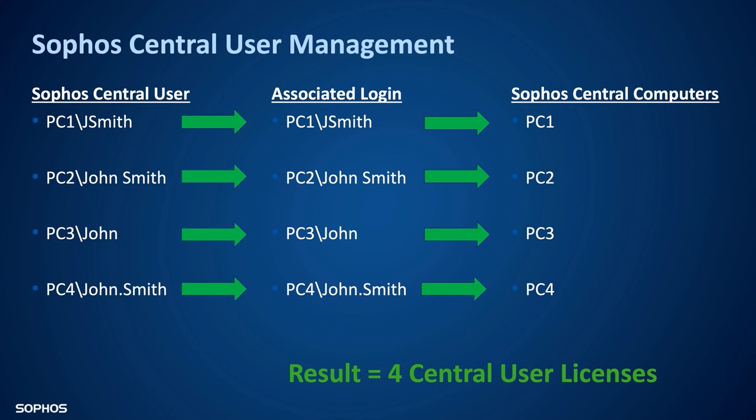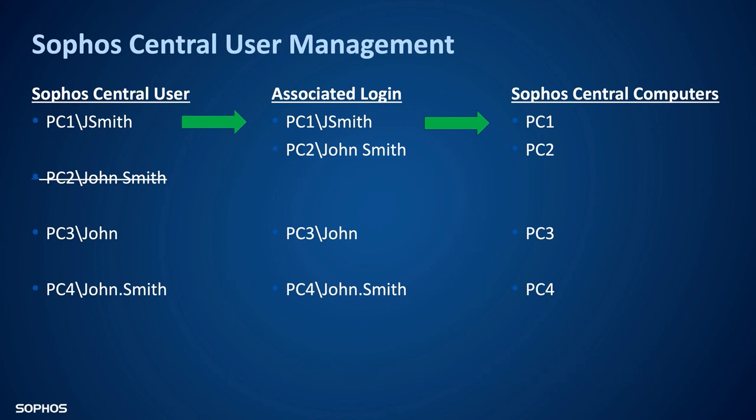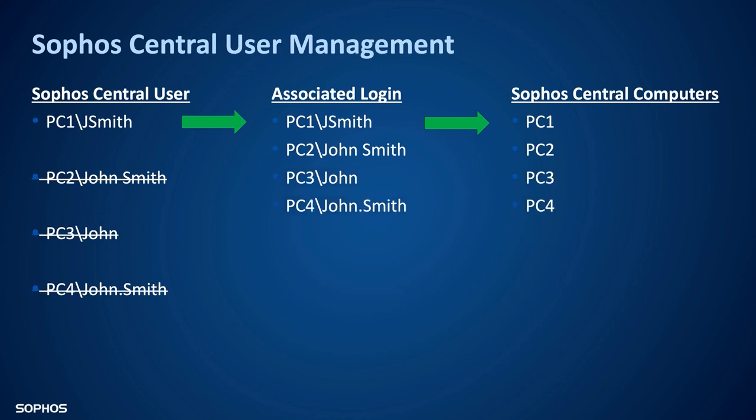So what we're going to have to do is take those associated logons, each one of those other accounts, and consolidate them. To do this, we can start by taking PC2, the John Smith username, and we're going to take that associated account and move it under the initial PC1 J Smith account. What that's going to do is take his PC1 and PC2, as well as those 2 associated logons, and bring them up under that one account. We can do this same thing for PC3/John and PC4/John.Smith to associate those all under a single account.